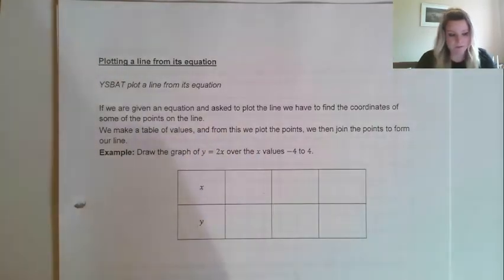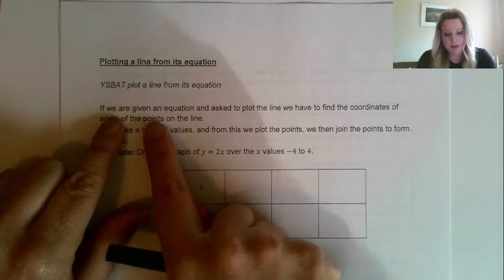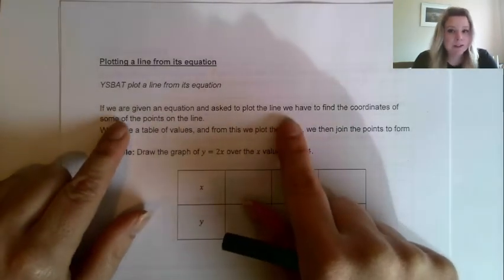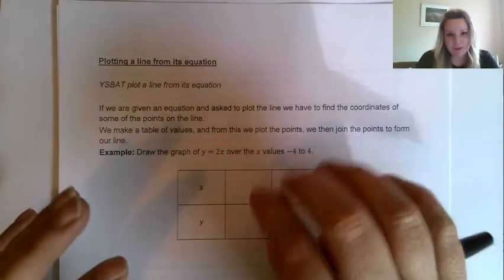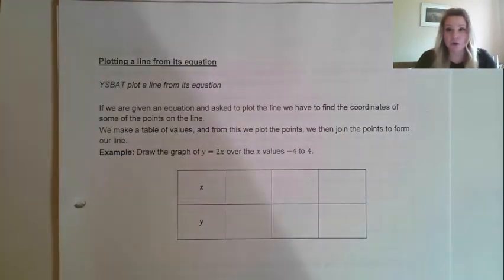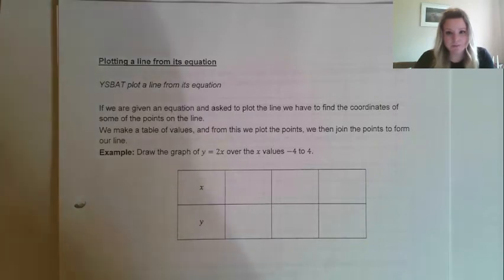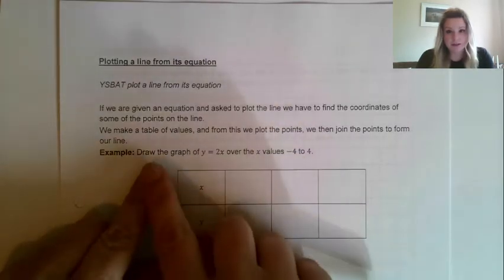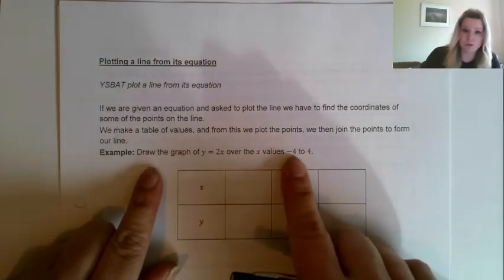Okay, now here's what we're going to do. So we're being given an equation, and then we're being asked to plot the line of that equation. Now, the first thing we have to do is find some coordinates to plot. And to do that, we do it in this little table of values. Now, questions like this generally will be stated something like this. So draw the graph of y equals 2x for x values from minus 4 to 4.